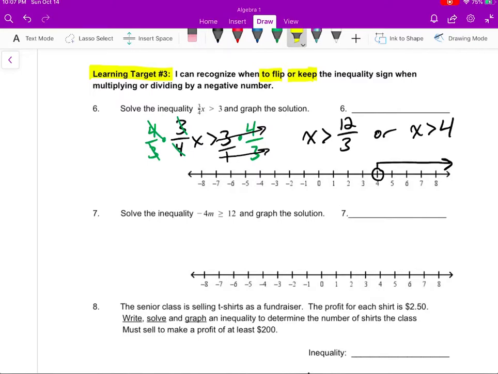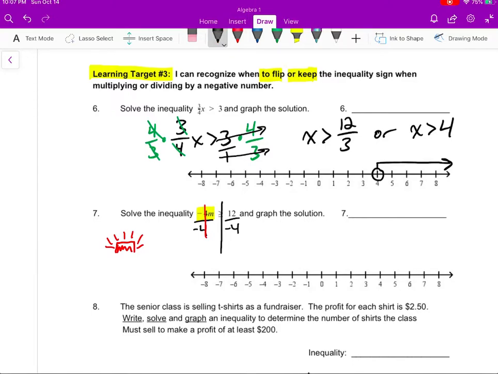Alright, I can already see it right here. I have this negative 4m. So when I'm going to get m by itself, I'm going to have to divide by a negative 4. And divide by negative 4, here's where the alarm needs to go off in your mind. And be aware that you're needing to flip that symbol because you are dividing by a negative to both sides.